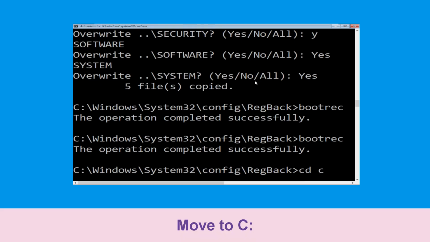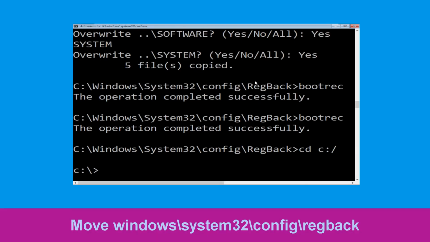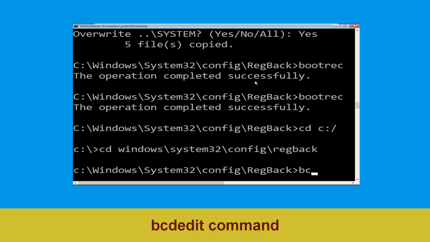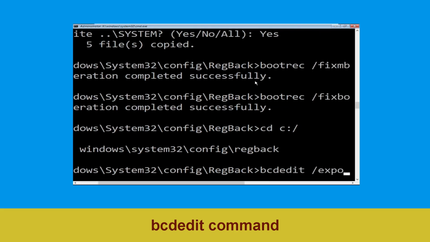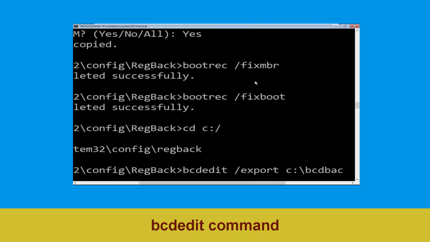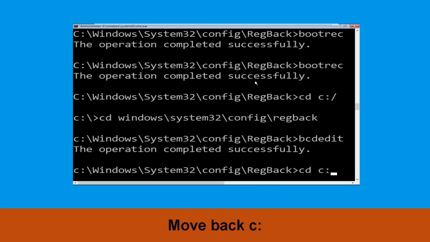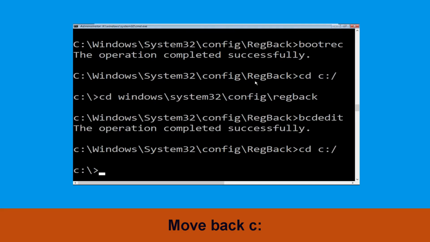Type cd space c:/ and hit enter. Let's execute this command. Type cd space Windows /system32 /config /regback, then simply we need to hit enter to execute this command. Now type this command bcdedit space /export space c:/ bcdbackup, then hit enter. Now type cd space c:/ and hit enter.